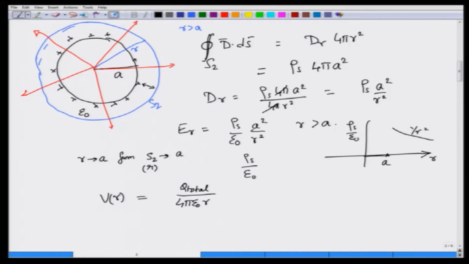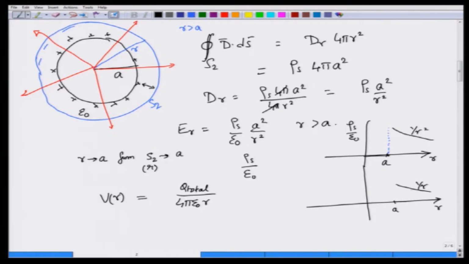Now, here is an interesting thing. If you start sketching the potential, what will be the sketch of the potential? The electric field was discontinuous over here. What happens to the potential? First consider r much greater than a. In this case the potential is going as 1 by r. So, this behavior is 1 by r.